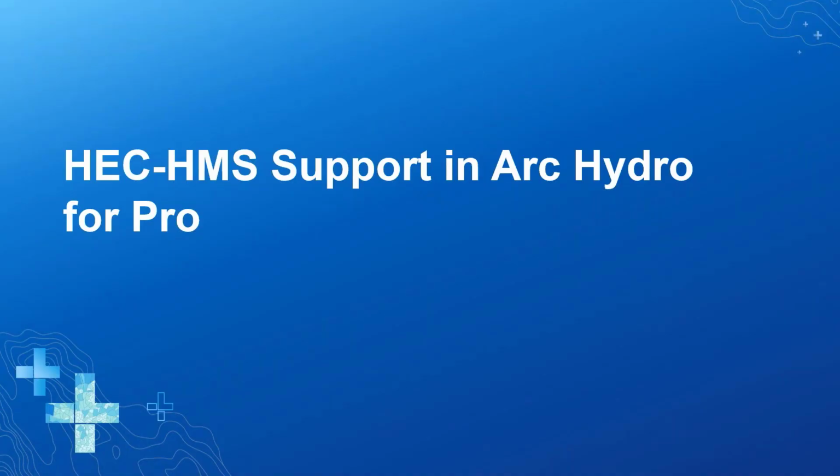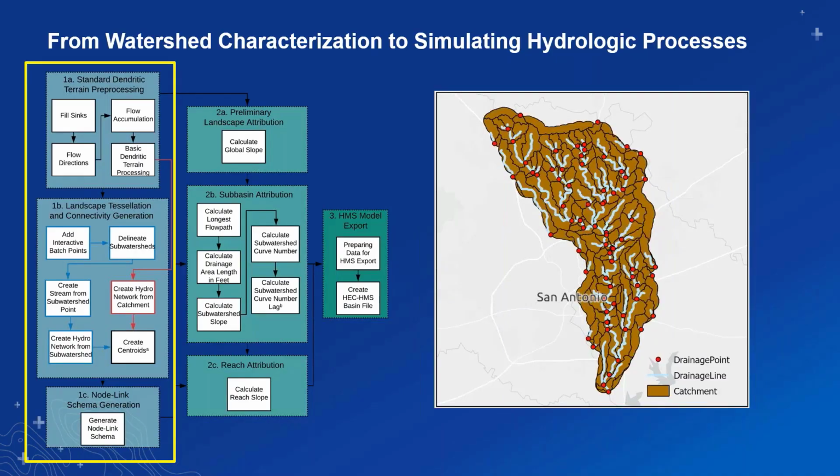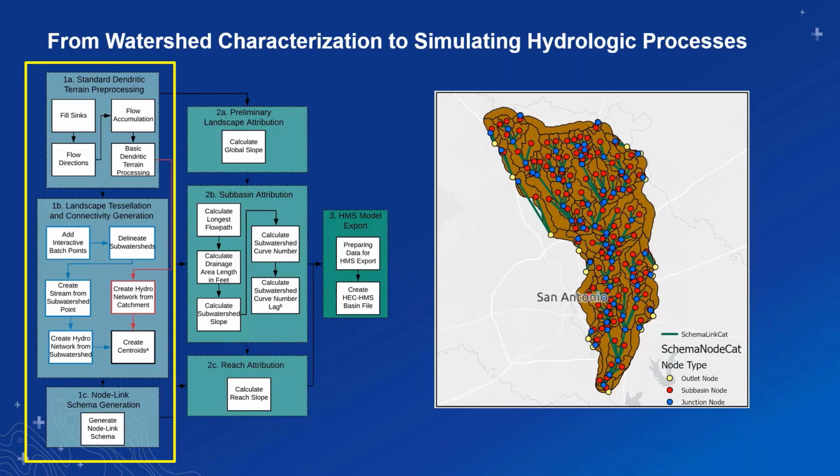Let's now look at what we can do in Pro to support HEC HMS and RAS. We'll start with HMS. We talked about this workflow in the last webinar, so let me just summarize it here. The workflow is simple. We start with the DEM. We develop landscape tessellation using regular ArcHydro tools for terrain pre-processing and watershed and sub-watershed delineation. And then we create the modeling schema.